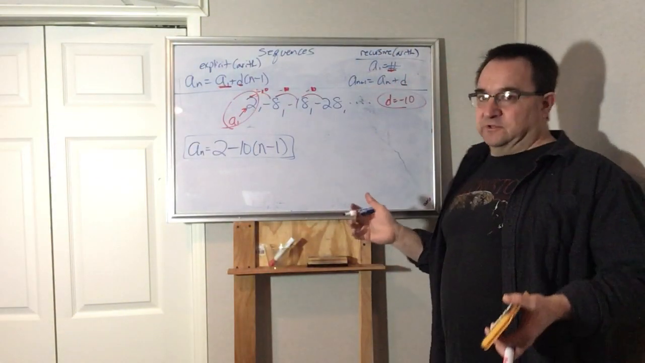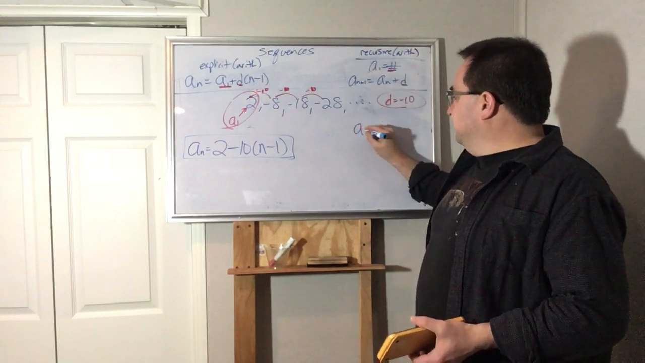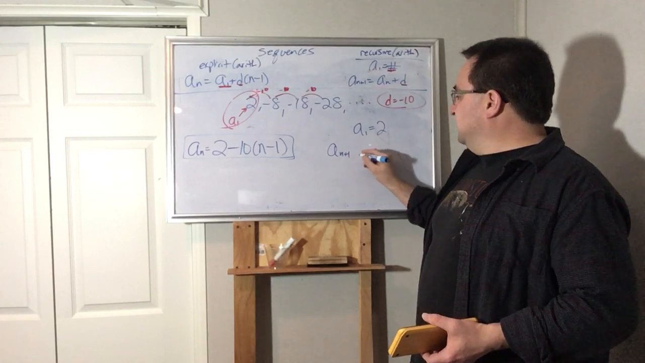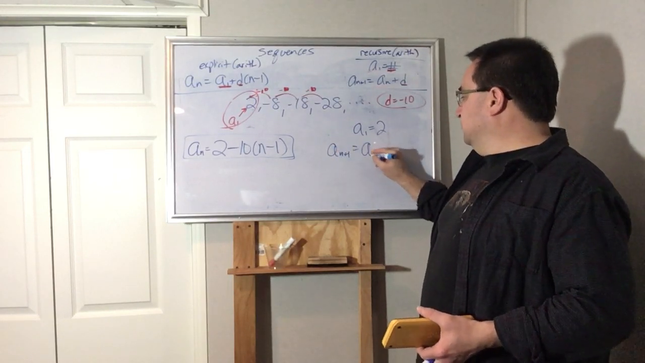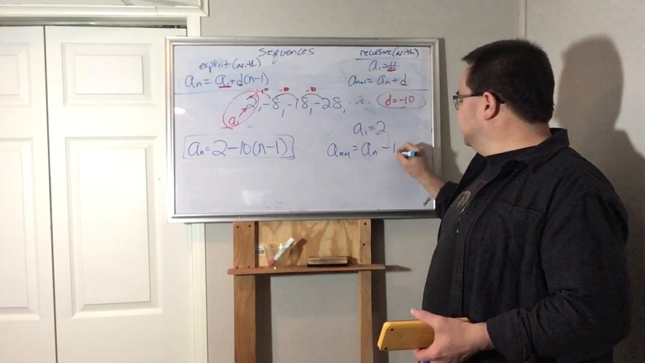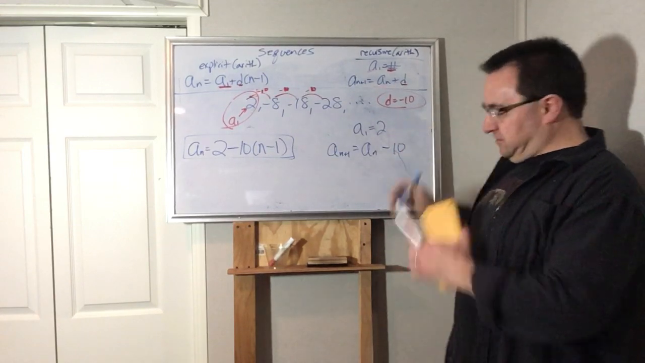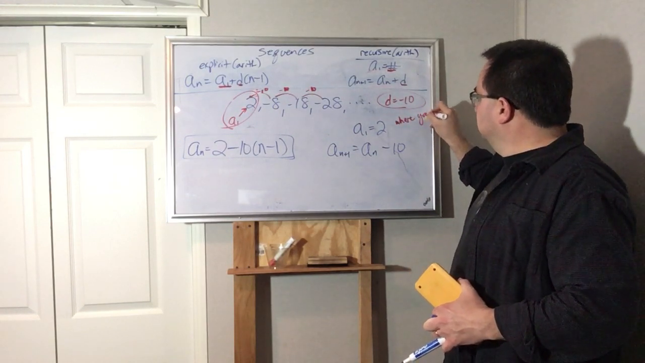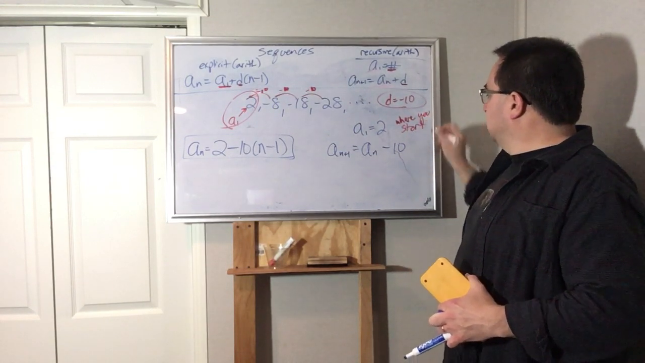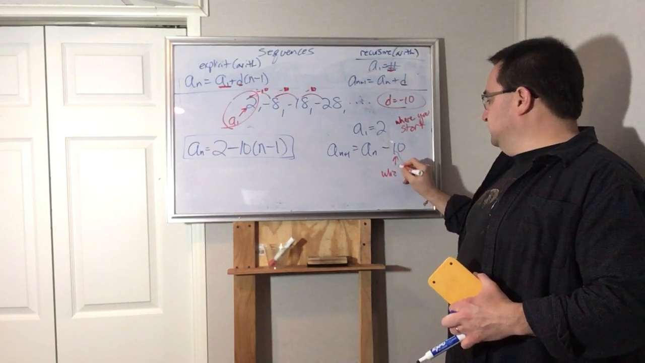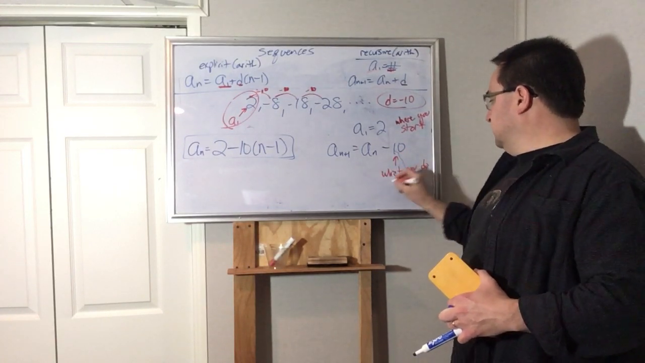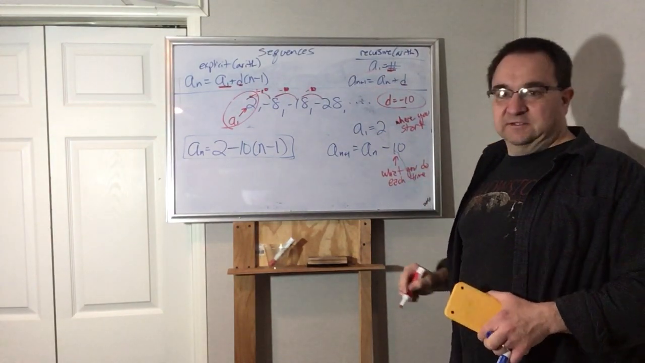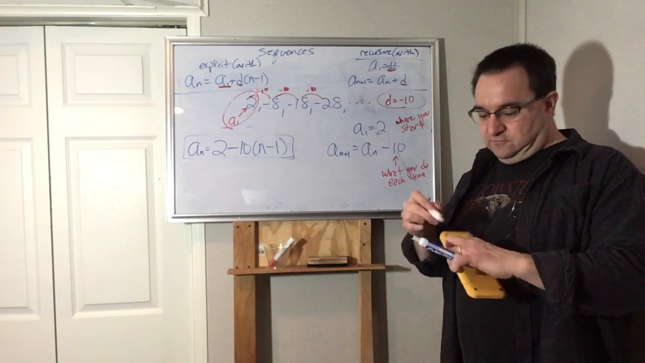The recursive formula would be the first term is 2, and to find the next term would be the current term minus 10. So basically this is where you start, and this is what you do each time. I'm subtracting 10 each time, and I started with 2.